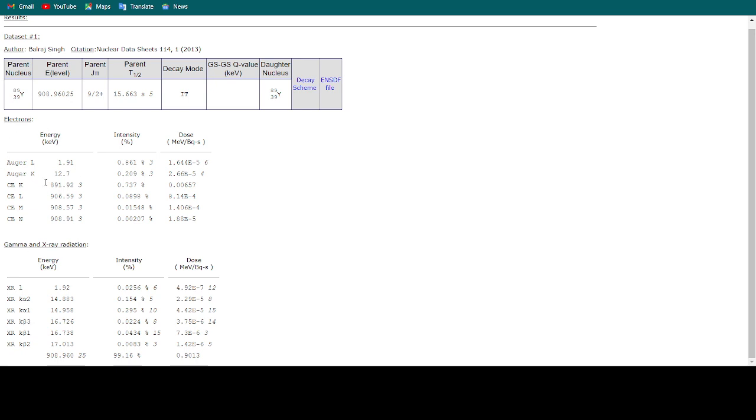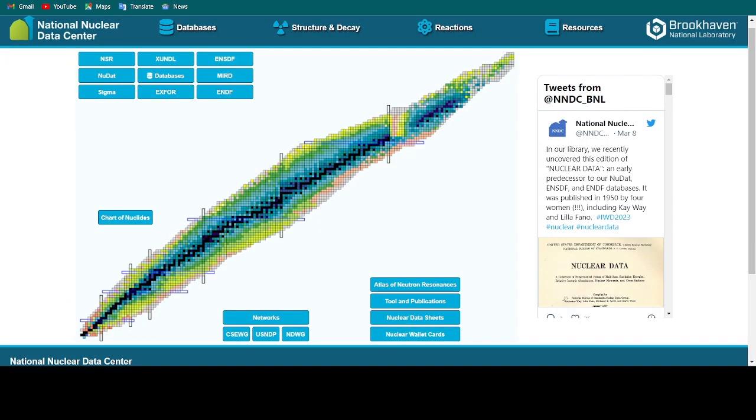This is in terms of electron, this is in terms of gamma, x-ray radiation, everything. So this is the website that I want to mention, that you just play with it and check it by yourself, what other information you want to get, that everything is given over here in this website.